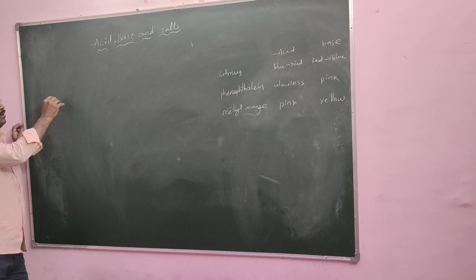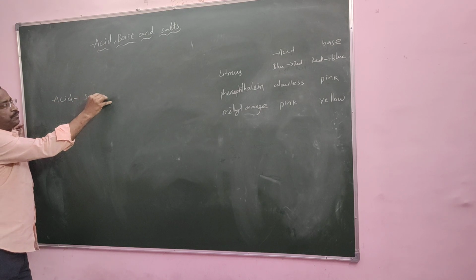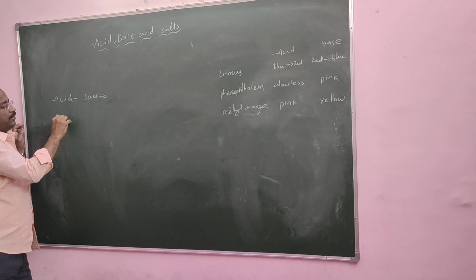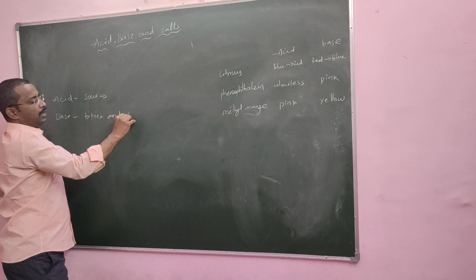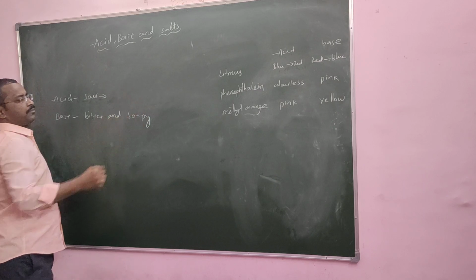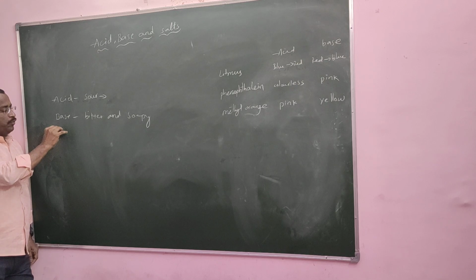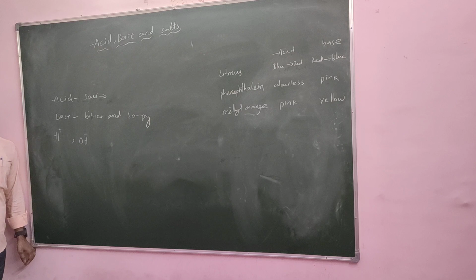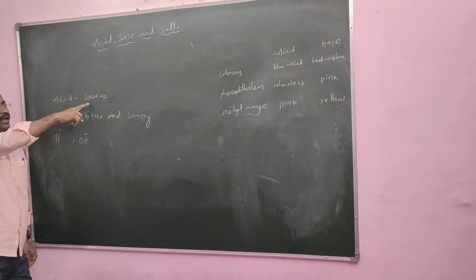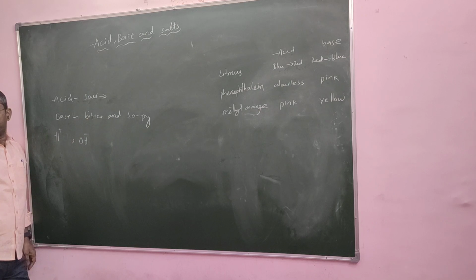Base, salt. Acid taste is going to be sour and base taste is going to be bitter and soapy. And remember, when you have an acid, it produces the H plus ions, and a base can produce the OH minus ion. In taste, acid is sour, and base is more bitter and soapy.